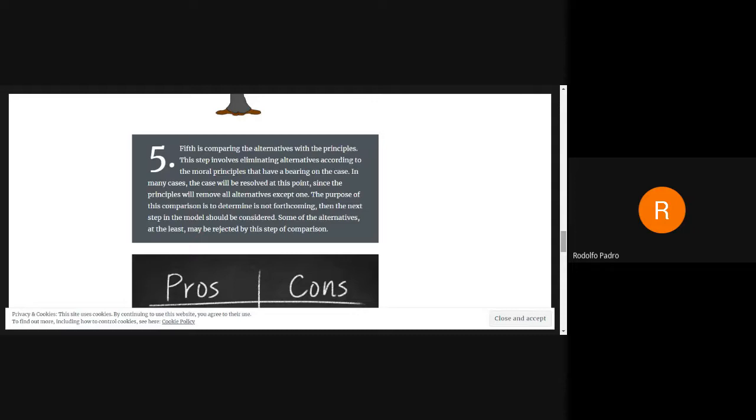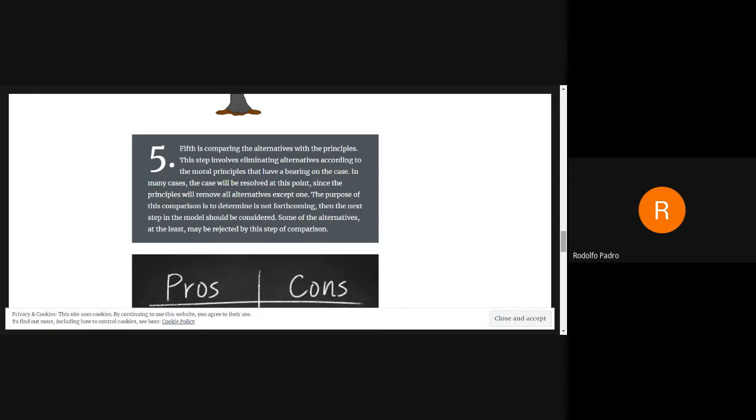Of course, it is very important that you make a very decisive decision. You're going to think it twice, and at the same time, you are going to examine each consequence of your alternatives. With that, you have the idea which choices have to be eliminated, because that particular choice seems to be injurious. So in many cases, the case will be resolved at this point, since the principles will remove all alternatives except one. If a clear decision is not forthcoming, then the next step in the model should be considered.